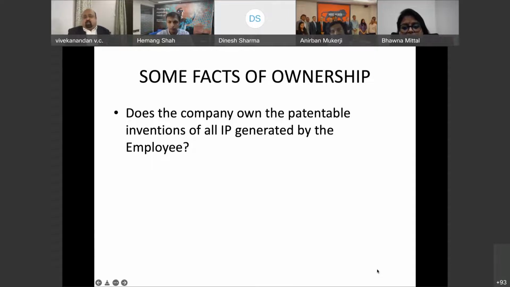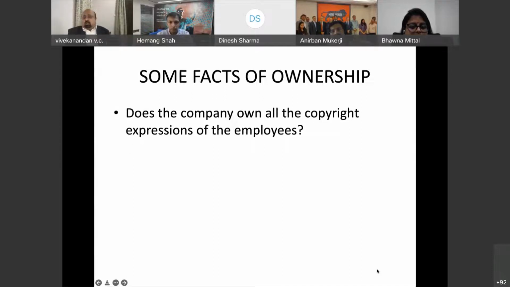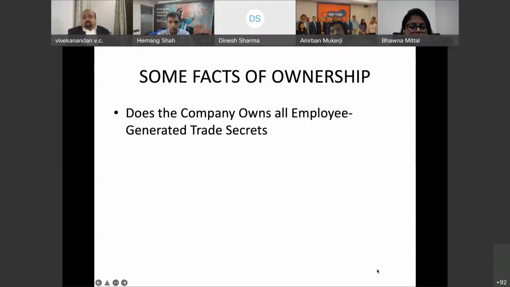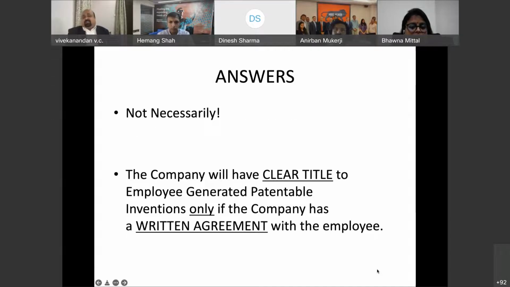Does the company own the patentable inventions generated by the employees? That is very important, because your startup, you are starting with a lot of goodwill, and later you find out. Or does the company own all the copyright expressions of the employees? Or does the company own all trade secrets? The answer is not necessarily. The company will have a clear title to the employee-generated patentable invention only if there is a clear written agreement. Otherwise, you might end up with something which might go your way or may not go your way.